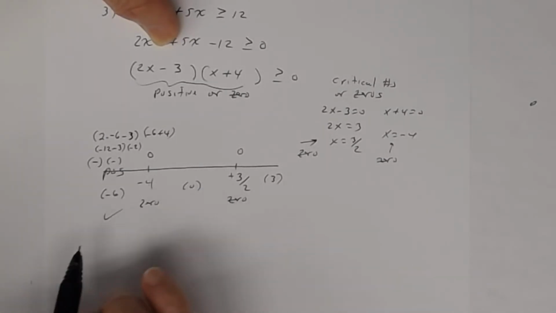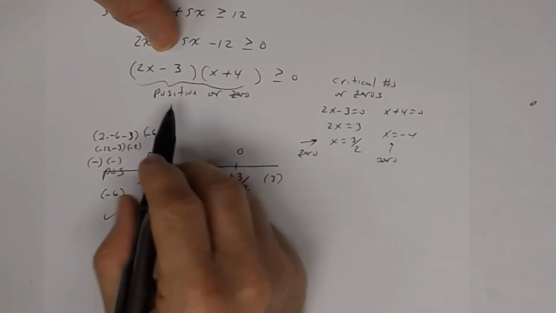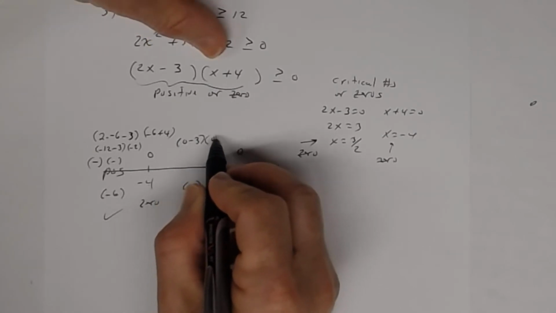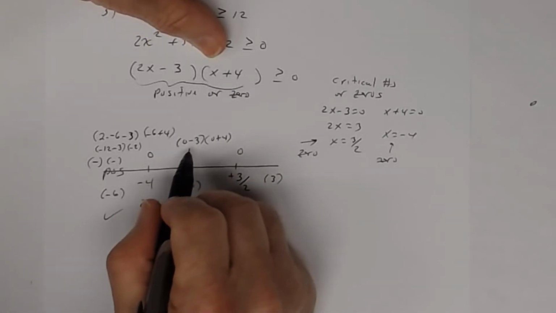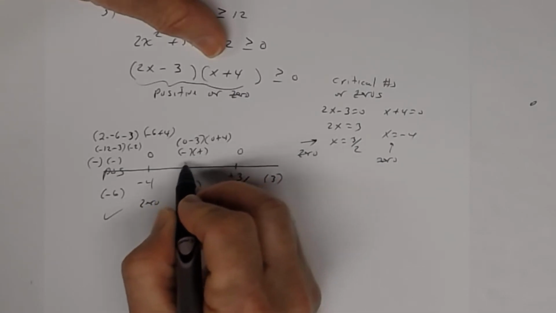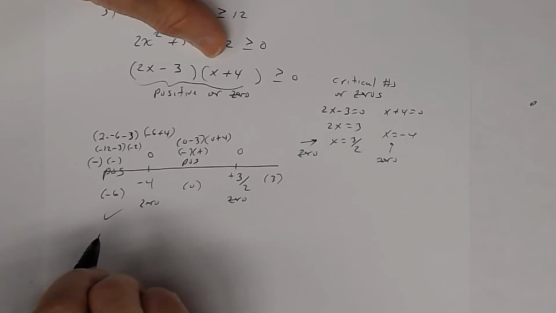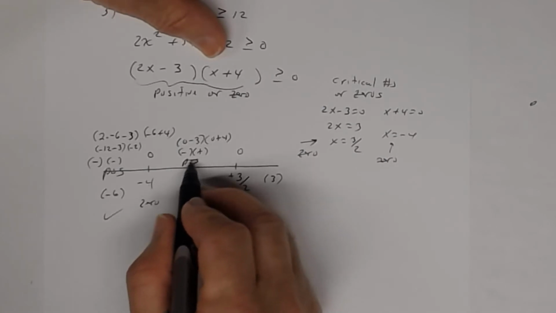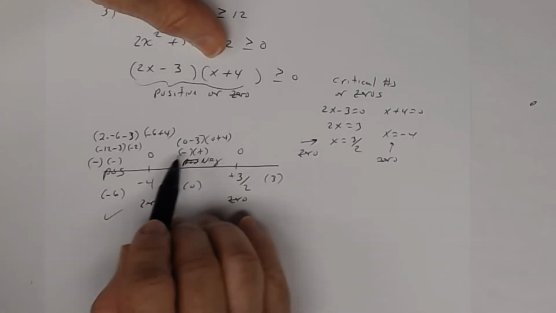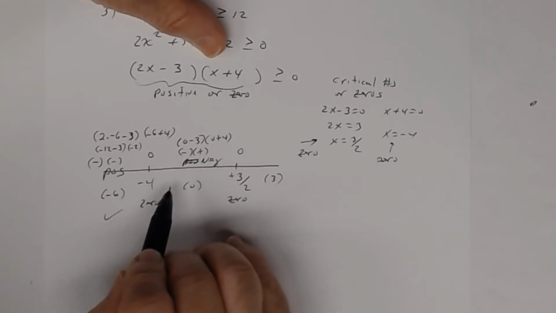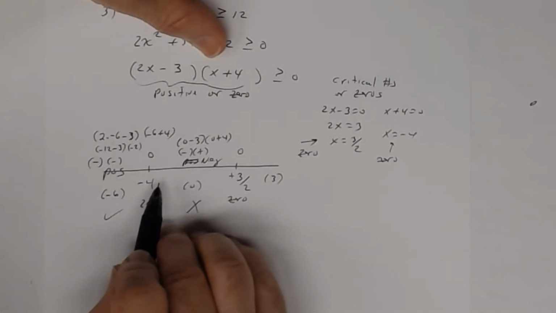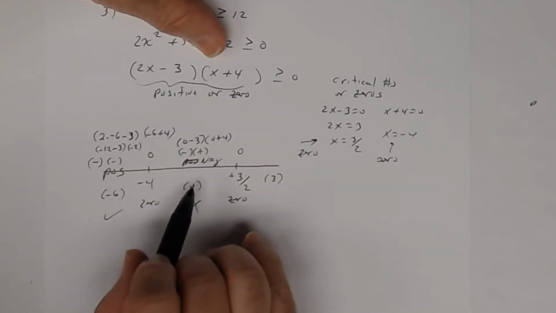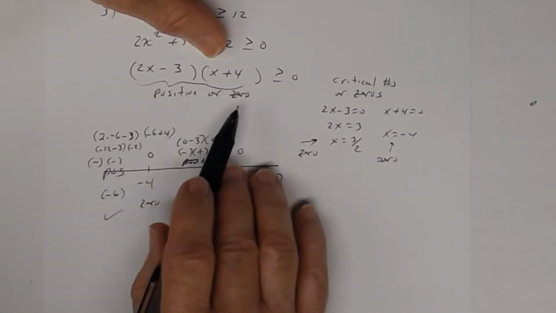In this interval, if I use a test point 0, I get 2 times 0, which is 0, right? So 0 minus 3 times 0 plus 4. 0 minus 3 is negative. 0 plus 4 is positive. A negative times a positive is... I'm sorry, negative times a positive is negative. Excuse me. Is that interval going to be a solution? The answer is no. Because no matter what value of x I use between -4 and 3 halves, this product will always be negative. I want it to be positive or 0.